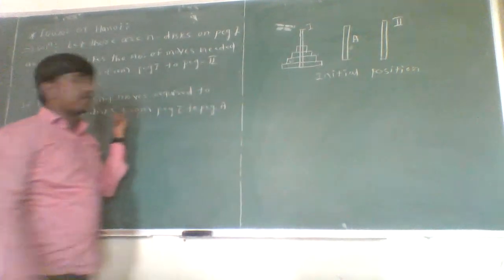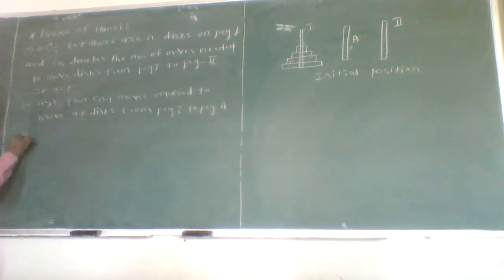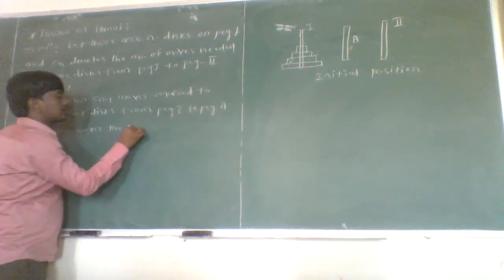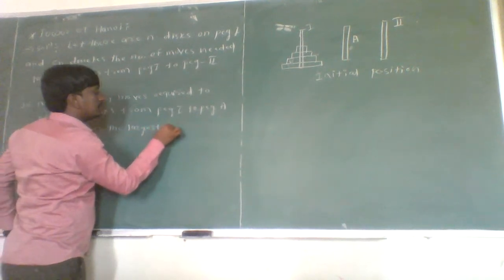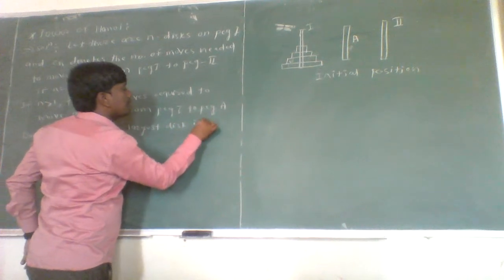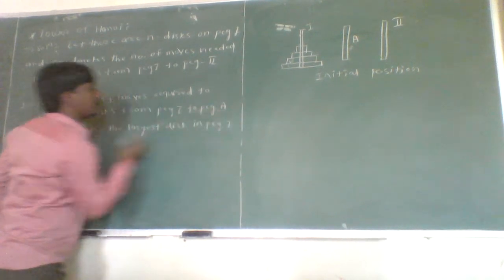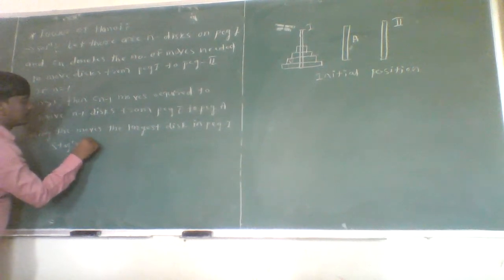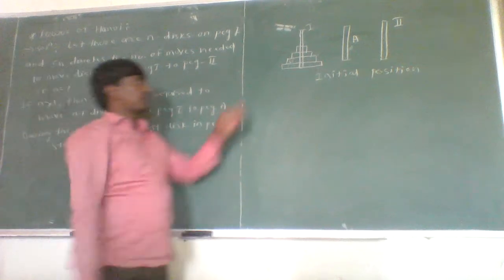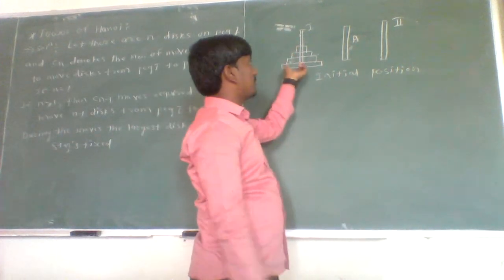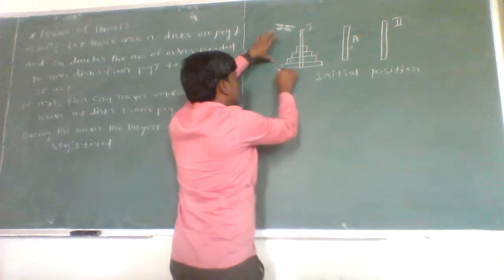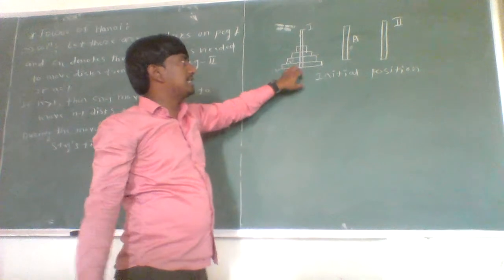These are the n minus 1 discs, and during the move, the largest disc in peg 1 stays fixed. If there are n discs, Cn minus 1 moves are required to transfer these discs from peg 1 to peg A, and this one is the largest disc, which stays as it is in peg 1.